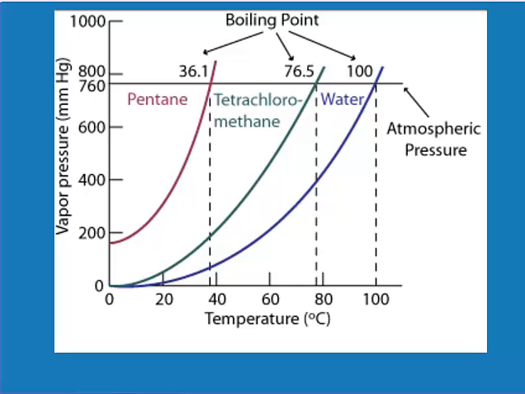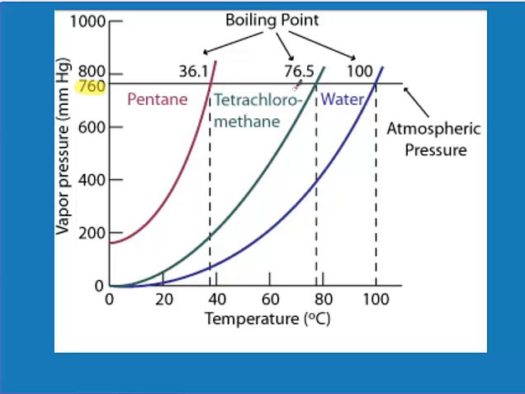Another kind of chart that you may have to read is a vapor pressure chart with different substances and boiling points. The normal boiling point is at standard pressure. Standard pressure in millimeters of mercury is 760. So you would follow 760 across, and for pentane, its normal boiling point would be about 36 degrees.